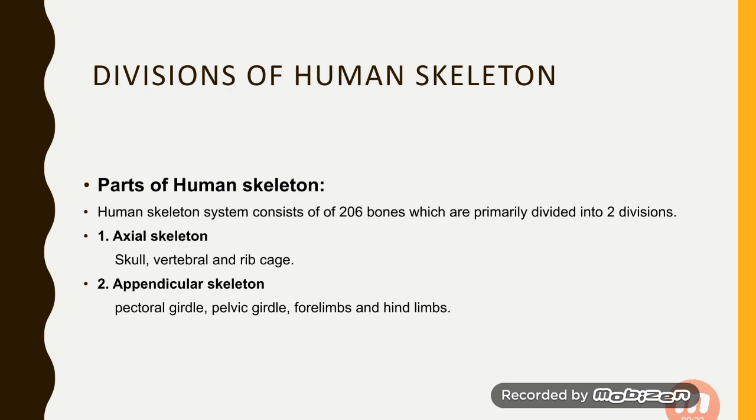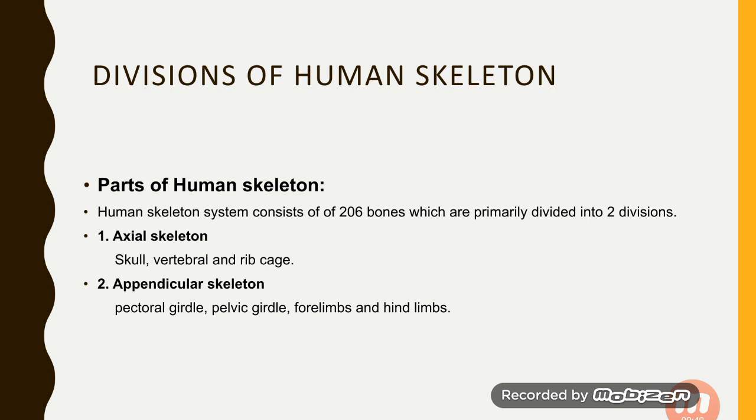So as you all know, the human skeleton is made up of different types of bones which collectively sum up, and the total comes to be 206. All these bones are present in different regions, forming the axial skeleton and the appendicular skeleton.